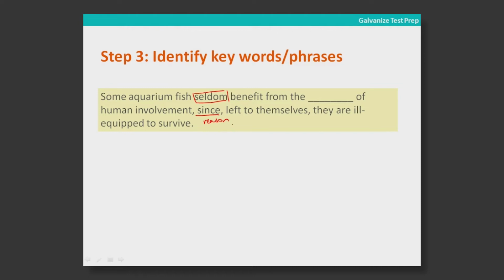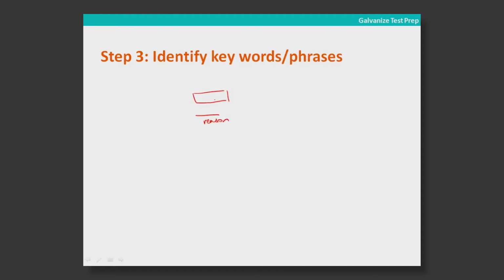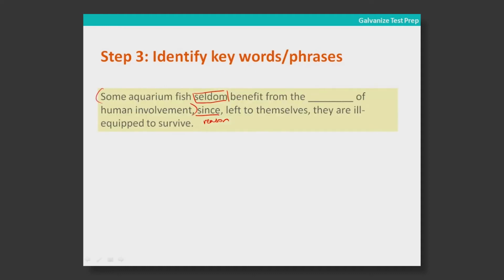Usually in a TC or an SE question, the second part of the sentence, say the blank is in the first part, the second part would give you some idea, some information about how you should fill that first blank. And in the second part, we're getting a reason here. That reason is clearly an explanation for what's stated in the first part, right? So the reason is that if they're alone, they can't survive. If they're alone and they can't survive, then what does human involvement do? So human involvement has to, in some way, help them. So they can't benefit from the what of human involvement if being alone means they don't survive.